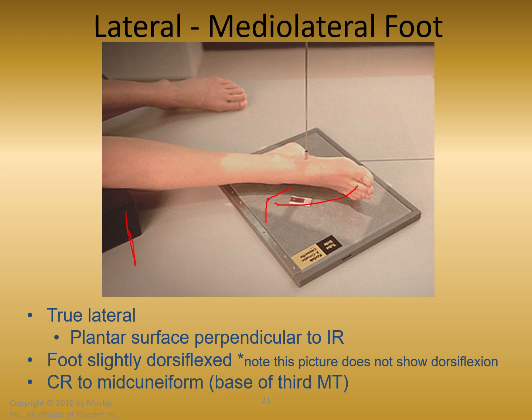Notice there's a sponge over here underneath the patient's knee, because if we let her relax her knee all the way down, more of the dorsal surface of the foot will start to make contact with the IR, and the plantar surface of the foot will be turned up and facing the tube more. So we usually will have to put a cushion underneath their knee to help them hold that true lateral position of the foot.